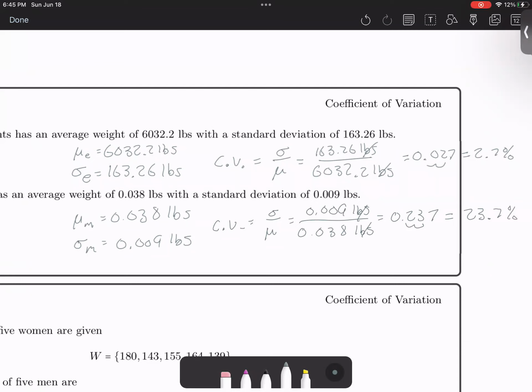So without dipping into coefficient of variation, if you just compare standard deviations, the elephants have more variation, but of course they do, because they weigh more. If you compare it to the size of the animal, and you compare it to the average, it turns out that the field mice actually have a variation that's about an order of magnitude greater than the coefficient of variation for the elephants.